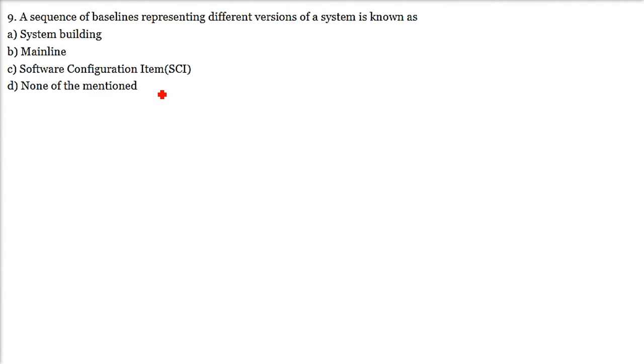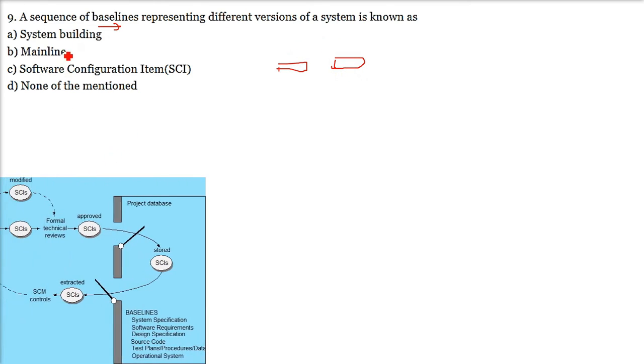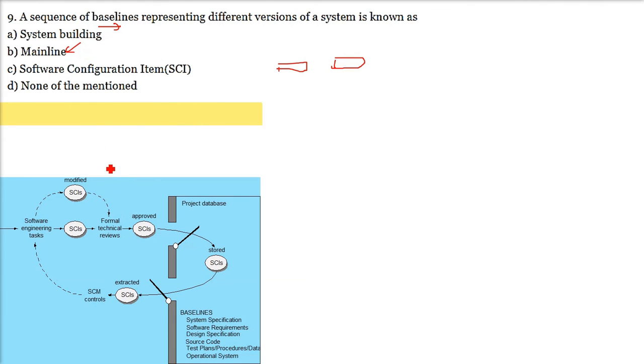A sequence of baselines representing different versions of a system is known as? So sequence of baselines. So we are not talking about baselines. Sequence of baselines is nothing but mainline. Okay. So a sequence of baselines representing different versions of a system, the answer is mainline.